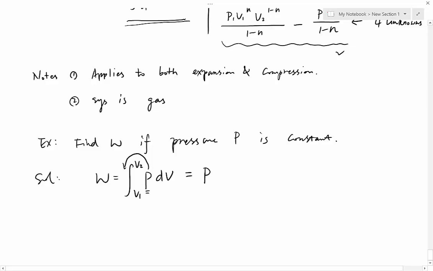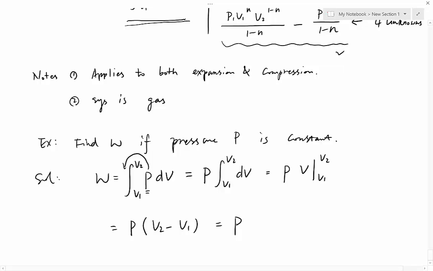So you can pull pressure out of it. What is left is integral of dV from V1 to V2. So what is that? Your integrand is 1 now. So what is the solution? Volume from V1 to V2. And what is left? Pressure multiplied by V2 minus V1. And what is V2 minus V1? V2 is the final volume minus V1, which is the initial volume. Usually we just call it the change of volume, delta V. Okay, so that is our example.